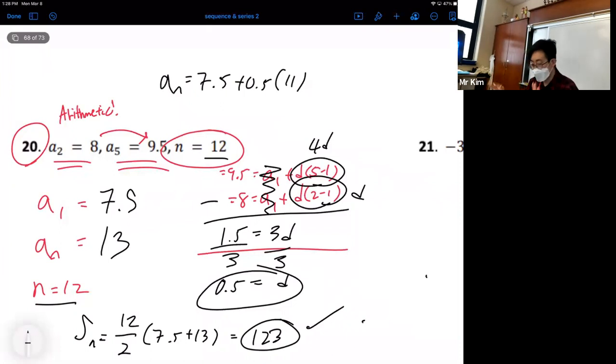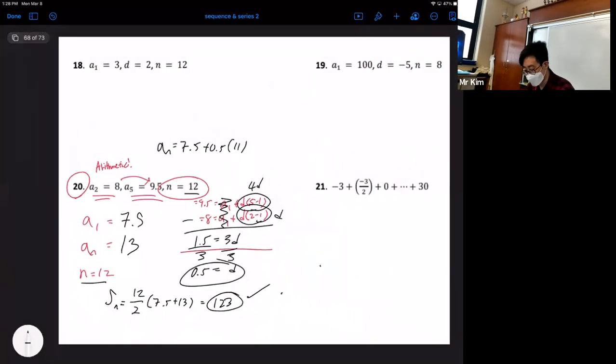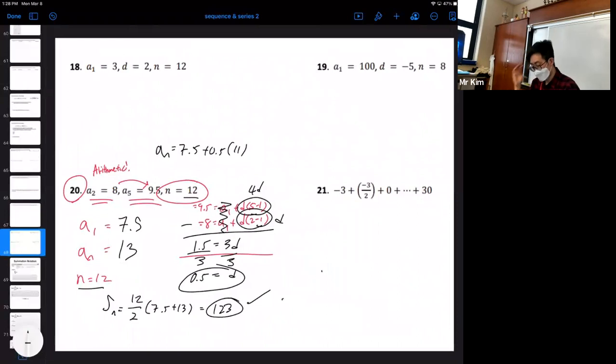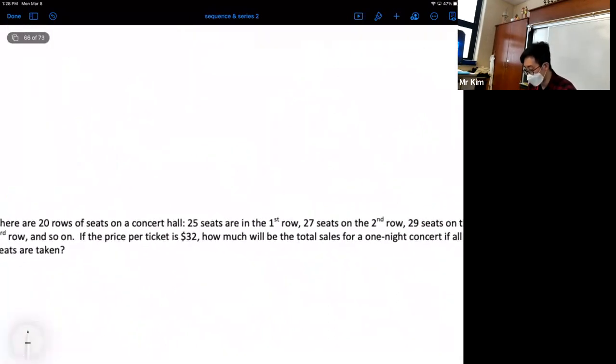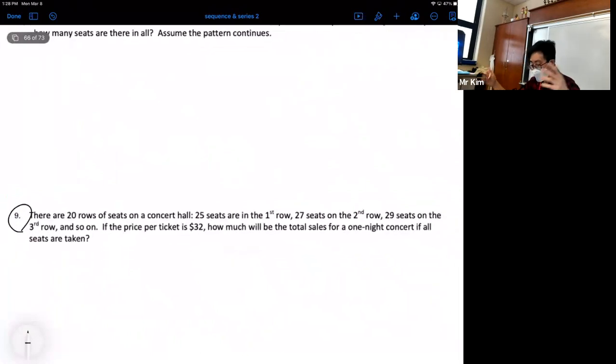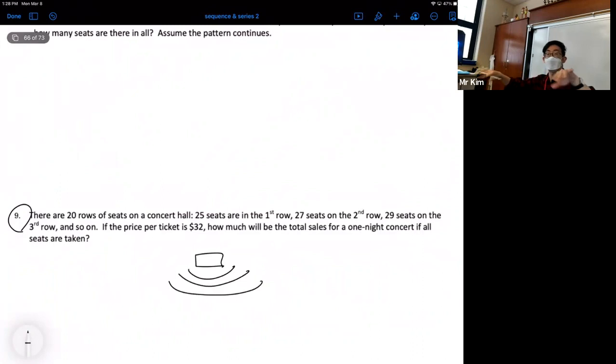Last question before you guys go, because I really want to show you at least one word problem before you go, okay? I'm going to ask you to just do number 9 here for me. I'm going to read this out loud to you. So suppose there are 20 rows of seats in a concert hall. So if this is where the concert is being played, remember the seats are usually kind of like in this arch kind of thing. If you've seen those amphitheaters, right?